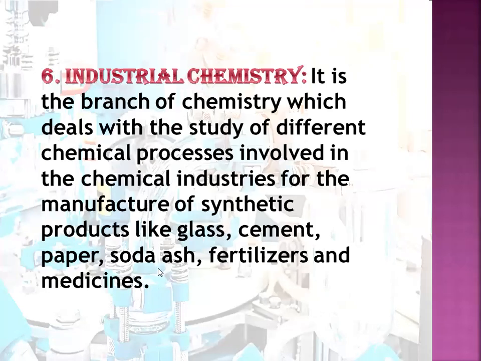If you want to make any of these products, like glass, what type of chemical processes are involved? How can you make glass? How can you make fertilizers? What chemicals will be used? What chemical processes will be involved in making fertilizers? All these things come under the heading of industrial chemistry. You will study the different chemical processes that are required to make glass, cement, fertilizers, medicines, whatever. All the chemical processes required to produce any chemical component, you will study in industrial chemistry.